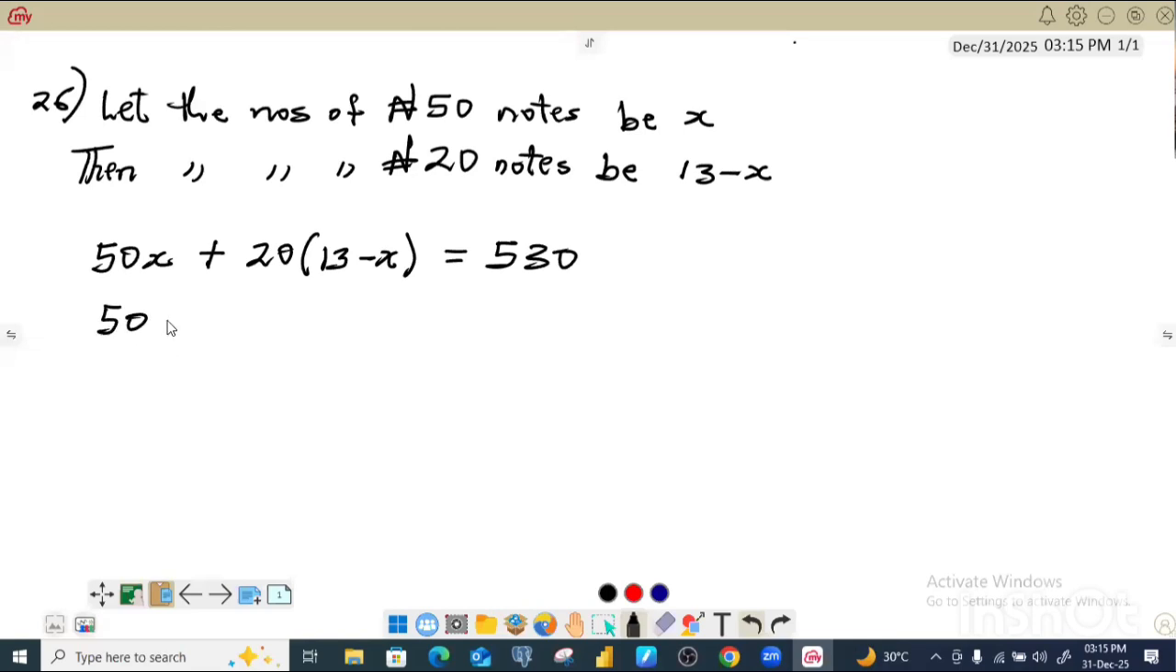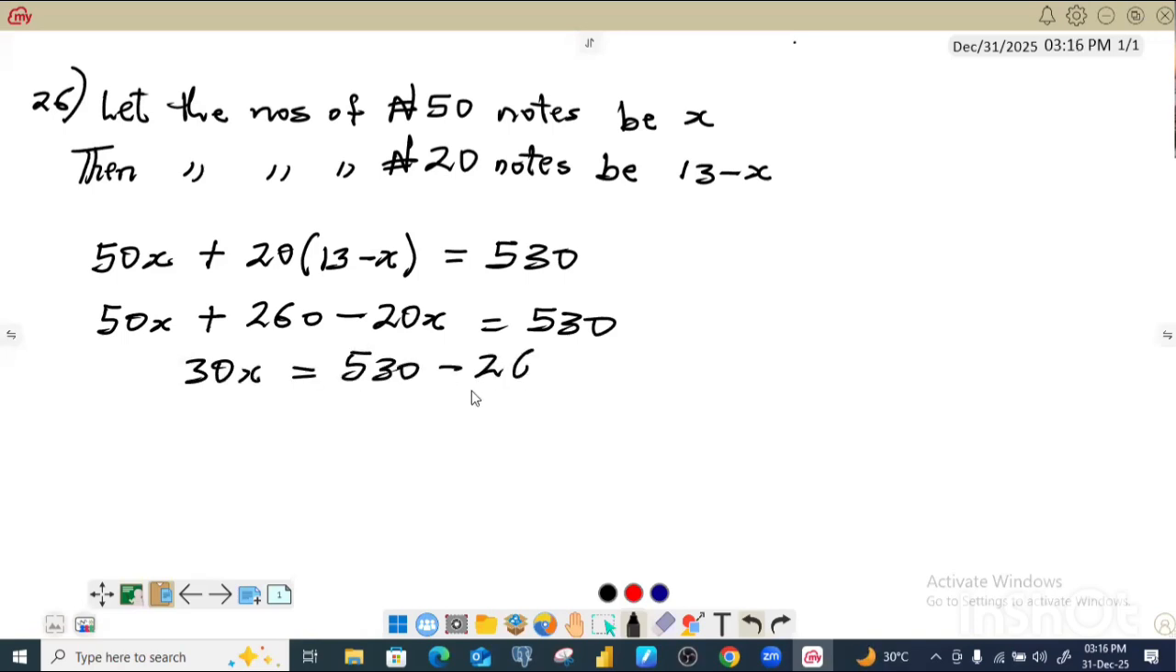So we are going to have 50x plus 20 times 13, which gives us 260, minus 20x, equal to 530. So we are going to have 30x equal to 530 minus 260. So 30x equals 270, and x will be 270 over 30. That's 9.